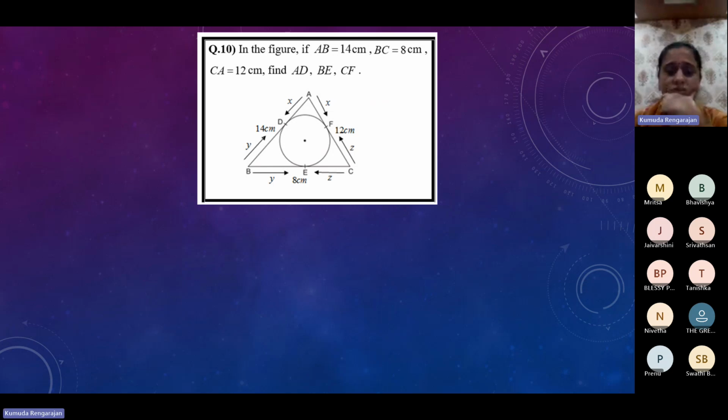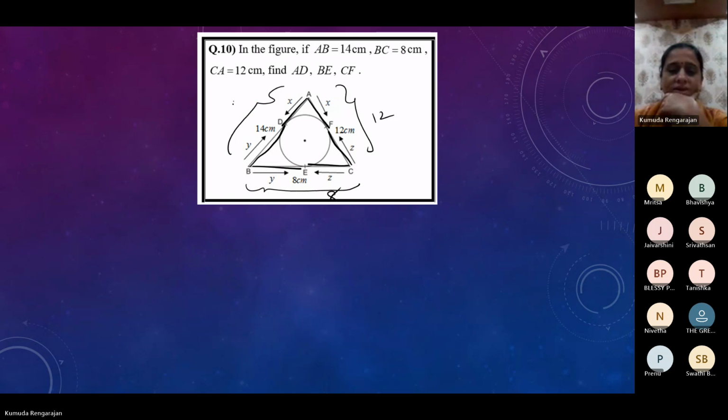In this one also, children, see, AD is X, AF is X, BD is Y, BE is Y. This is Z, this is also Z. This whole side is 8 and this side is 14. So what are the 3 equations you'll get? X plus Y is equal to 14. Y plus Z is equal to 8. X plus Z is equal to 12. 3 equations.